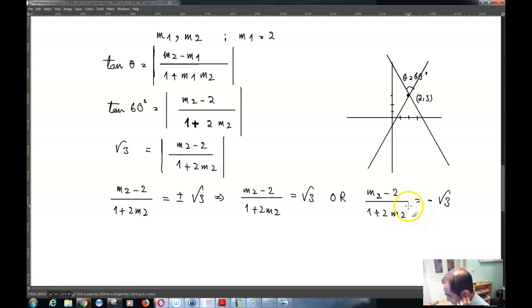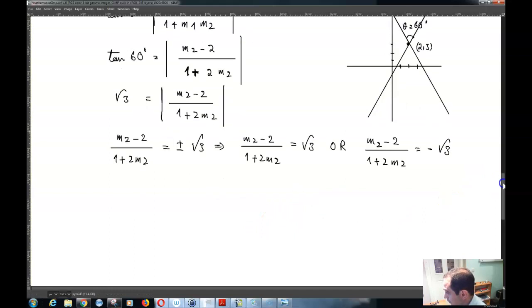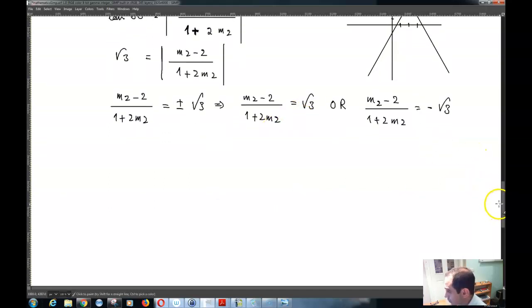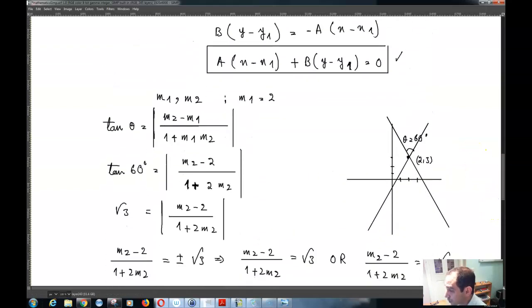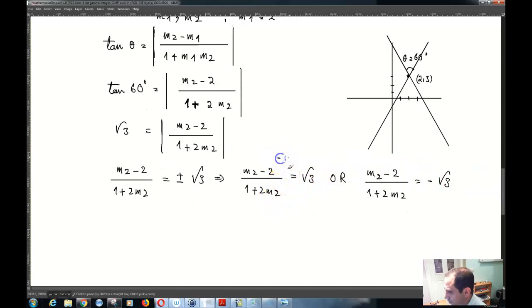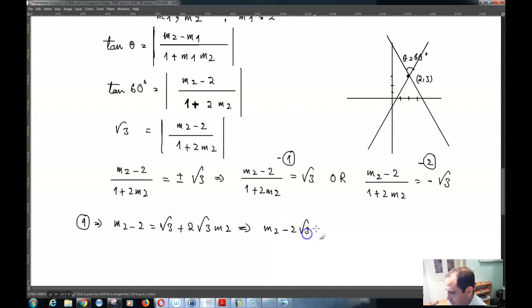So in this case, I call this equation number 1, and I call this equation number 2. And so equation number 1 is going to give me basically m2 minus 2 is equal to square root of 3 plus 2 times the square root of 3 m2. And so I can write this as m2 minus 2 times the square root of 3 m2 is equal to square root of 3 plus 2.